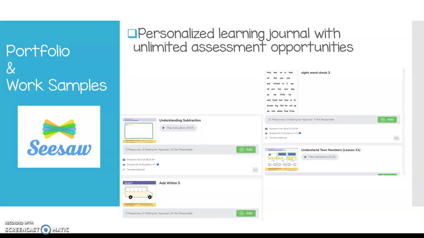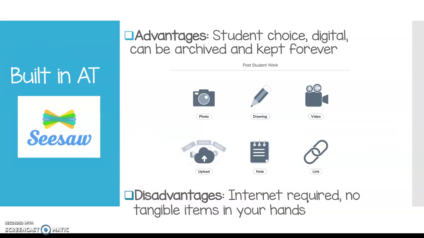As you can see from the screen, math and language arts can be assessed using Seesaw. You may assess science, social studies, social emotional feedback. Really, it's limitless in what you can do. The great thing about Seesaw is also that there is assisted technology built right into it. If you look at the screen, it gives students the choice on how they would like to upload their knowledge or complete a task. So for example, I could give them that sight word check.